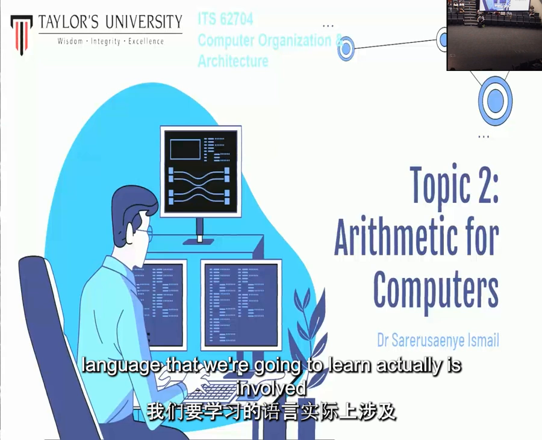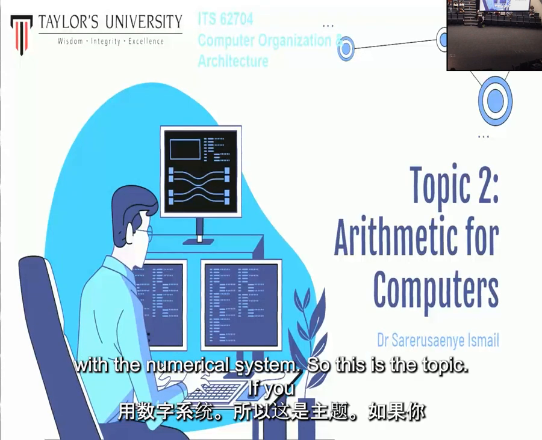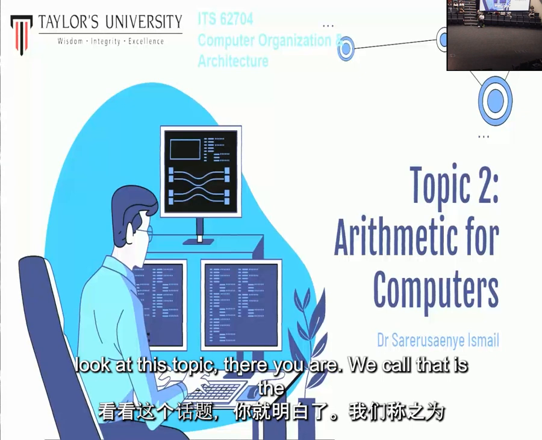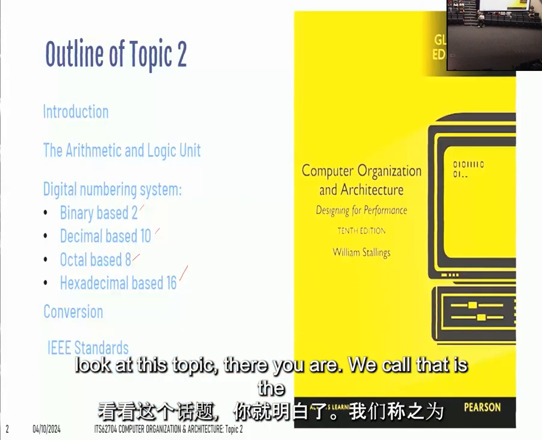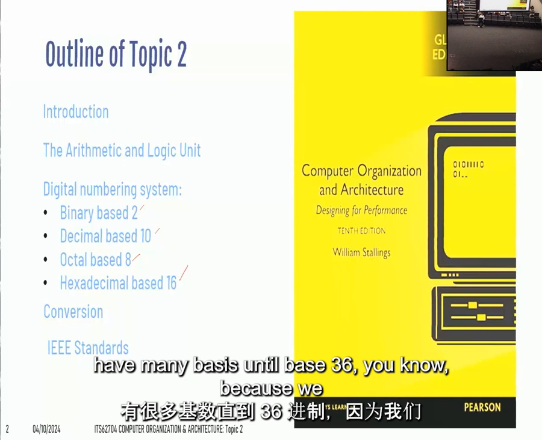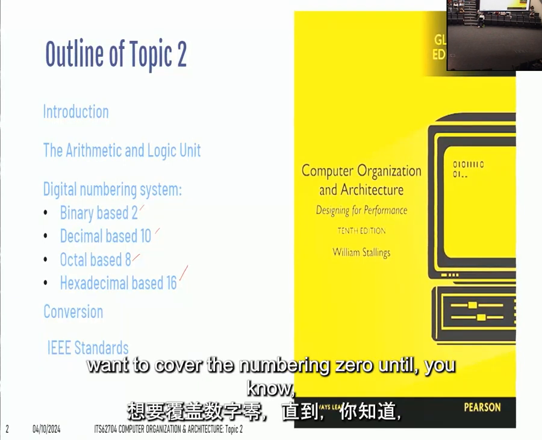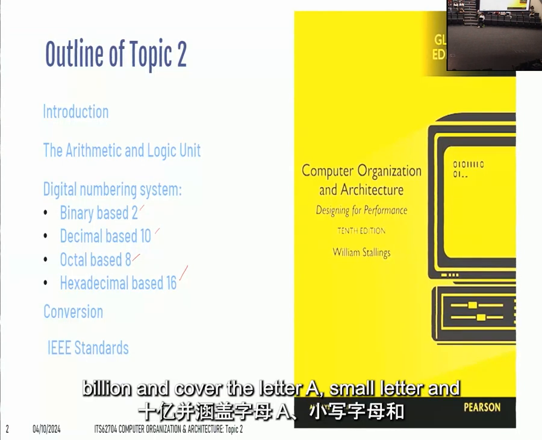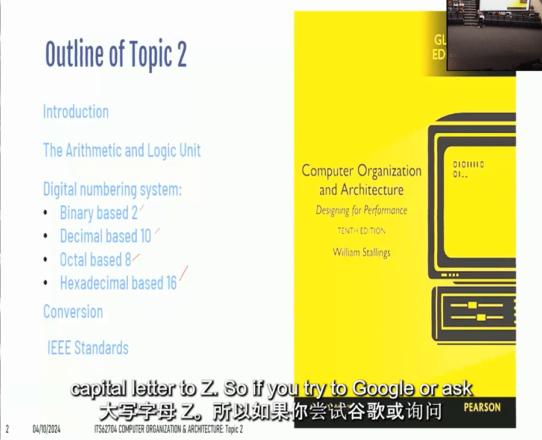The language that we're going to learn actually involves the numerical system. So this is the topic. We call it the radix system, or a base system. Actually, we have many bases up to base 36, because we want to cover the numbers 0 until 9, and cover the letters A, small letter and capital letter, to Z.